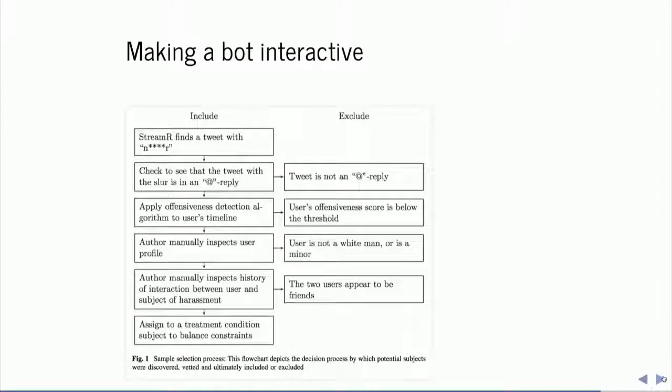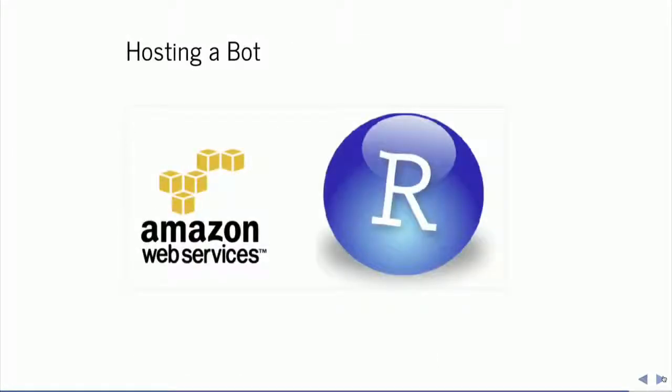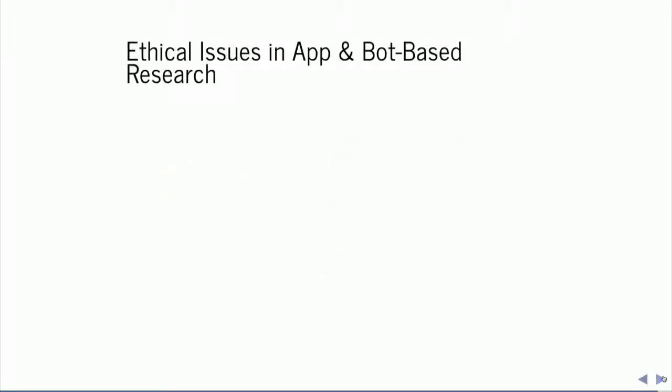And here's an example of how you might make the bot interactive. This is from the Munger paper. This is his decision tree that says exactly how his code was sampling tweets before he replied to the racist tweets. So obviously that could require a lot more coding and skill. And for hosting a bot, something like Amazon Web Services, you would want to use that to both host the bot and maybe store data that is collected by the bot's interaction with people.